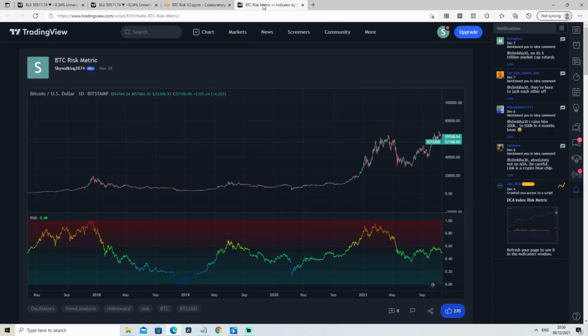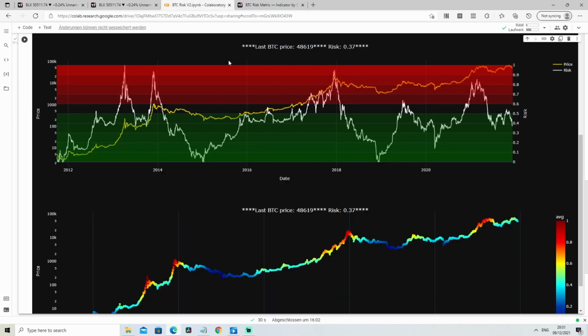I'll leave a link to his YouTube channel down below, in which he explains some stuff about this indicator. And in my opinion, this is probably the best model I've seen so far. So we're going to be exploiting it to see what's happening in our market and to see if it's a good time to buy or if we are due to another correction.